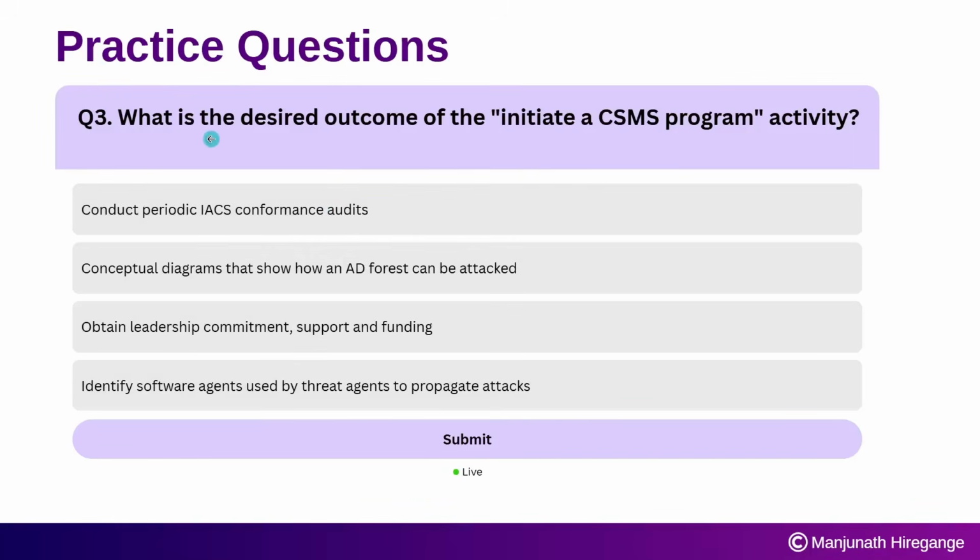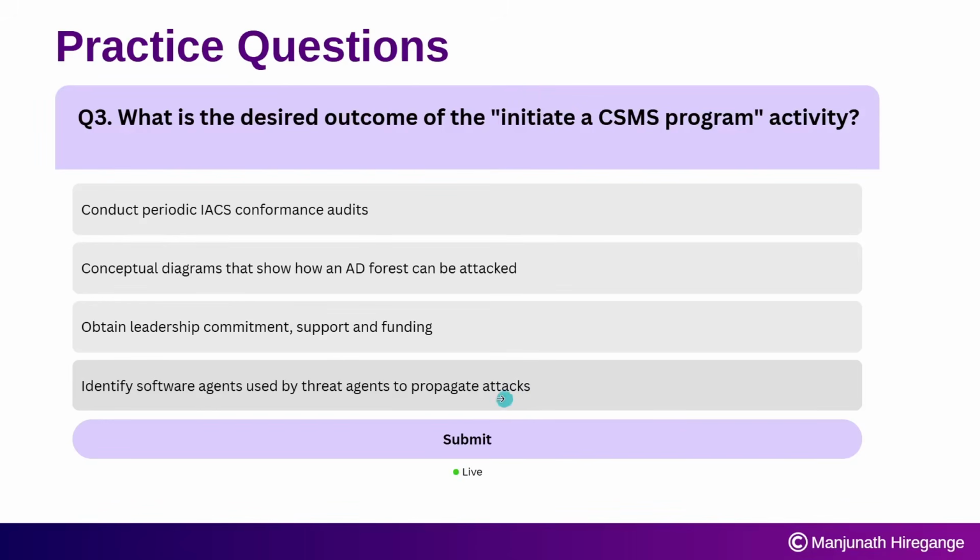So the next question is, what is the desired outcome of the initiate a CSMS program activity? CSMS is Cyber Security Management System, from the 62443 2-1 standard. Your choices are: conduct periodic IACS conformance audits; a conceptual diagram that shows how an AD forest can be attacked; obtain leadership commitment, support and funding; or identify the software agents used by the threat agent to propagate attacks.